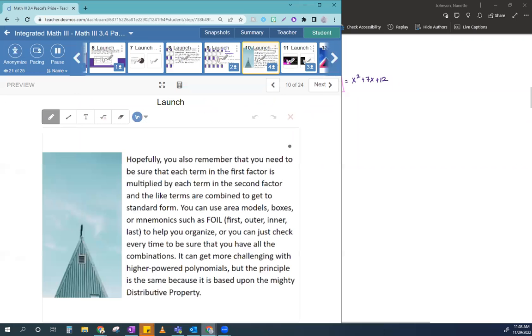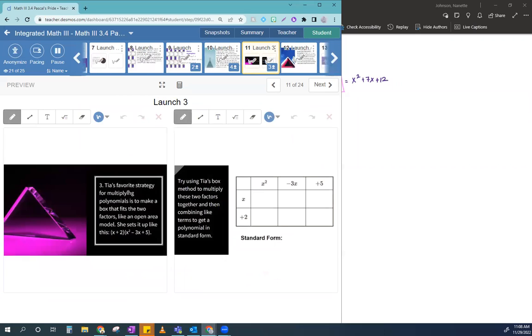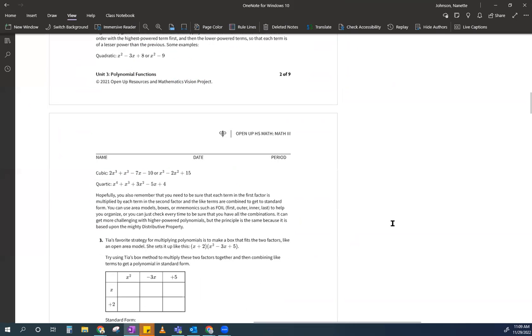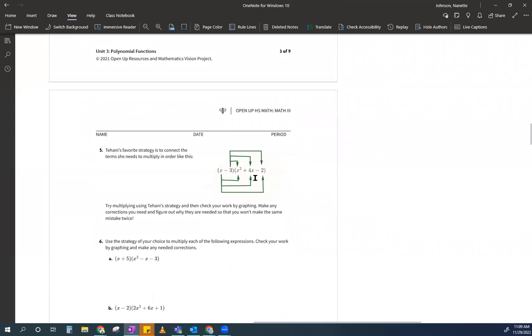So continuing on. Tia's favorite strategy for multiplying polynomials is to make a box that fits the two factors, like an open area model. She sets it up like this. So here's her method. This is my preferred method because it organizes it, and you won't mess up as long as you fill in all the boxes. As opposed to this method over here, if you forget one of these with one of these, then you won't know because you're not filling in something.